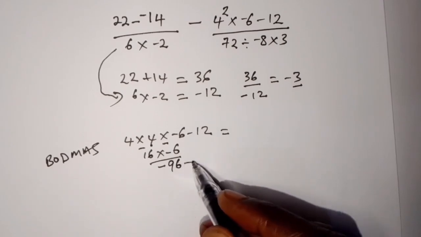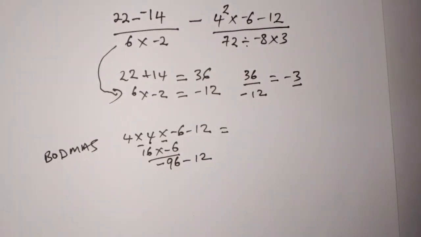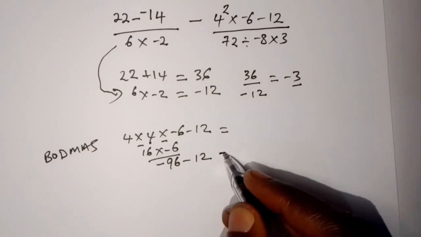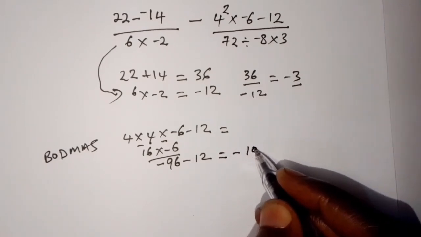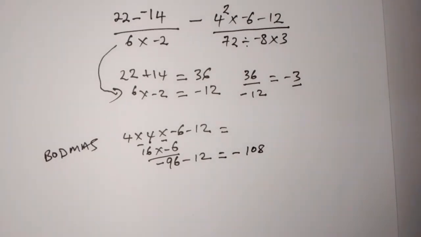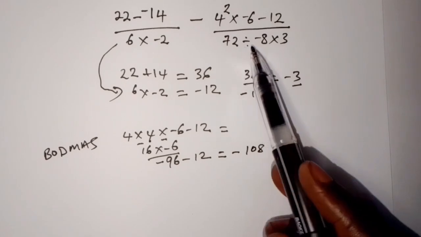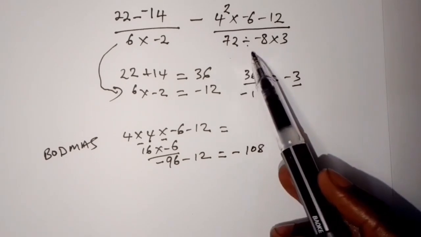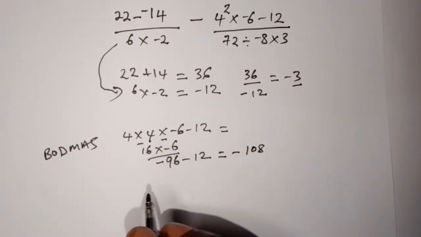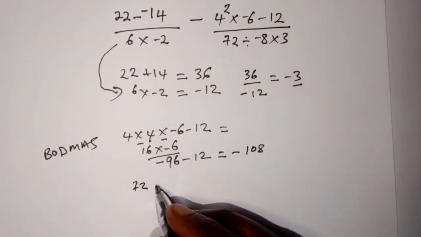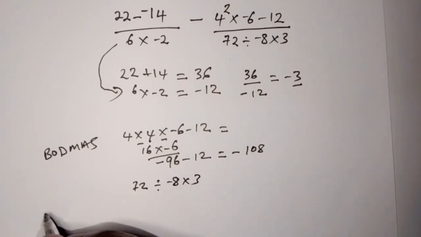We minus 12. So this is giving us a negative 108. Negative 108. Then we solve this denominator. 72 divided by negative 8 times 3.